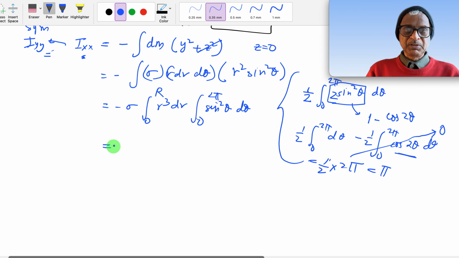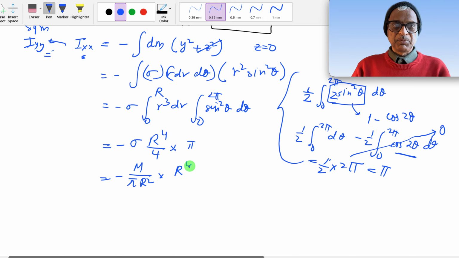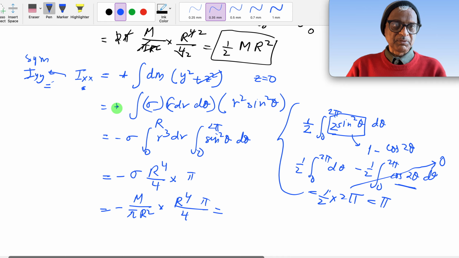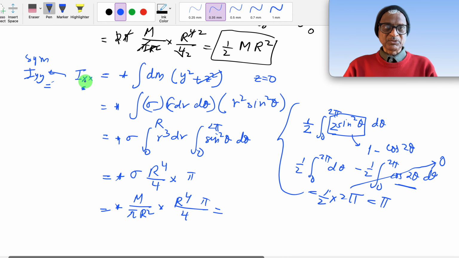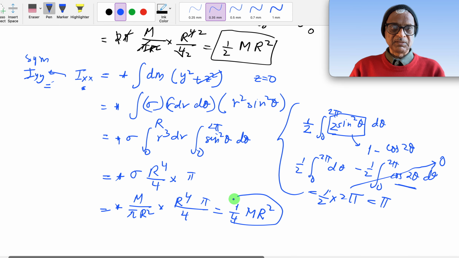So we'll just remember it, and this will be r to the 4 over 4, and this just gives me pi, and minus m over pi r square, r to the power 4 pi over 4. So this is minus this, plus, actually I put minus for no reason. Maybe I was thinking I'll do xy. Okay, so this is going to be 1/4 m r square. So this is the answer.